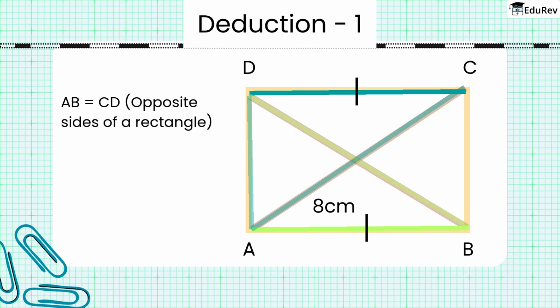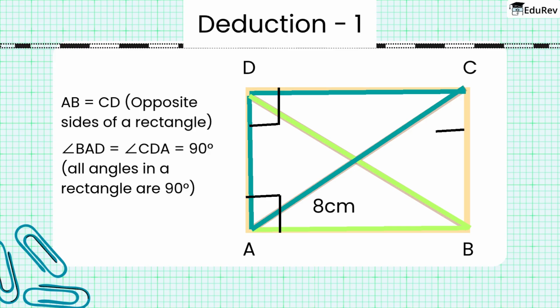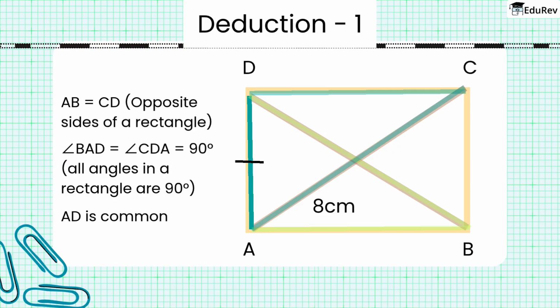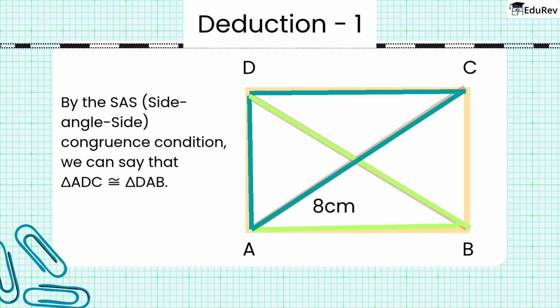We know AB is equal to CD, opposite sides of a rectangle. We know angle BAD is equal to angle CDA is equal to 90 degrees. All angles in a rectangle are 90 degrees. And the side AD is common to both triangles. By the SAS, side angle side, congruence condition, we can say that triangle ADC is congruent to triangle DAB. Because these triangles are identical clones, their corresponding parts must be equal. That means the diagonal AC must be equal to the diagonal BD.